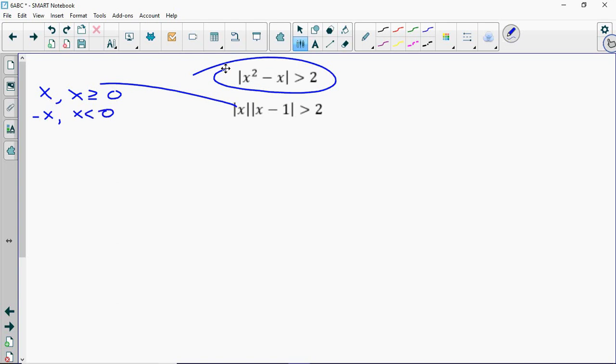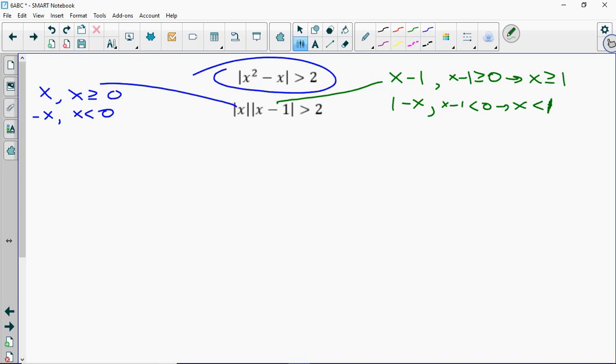Okay, so far so good. This other one, however, is equal to x minus 1 when the thing inside the absolute value, the x minus 1, is greater than or equal to 0, or we could rewrite that as x greater than or equal to 1. And it's going to be equal to the negative of that, which we can say 1 minus x, when x minus 1 is less than 0, or when x is less than 1.